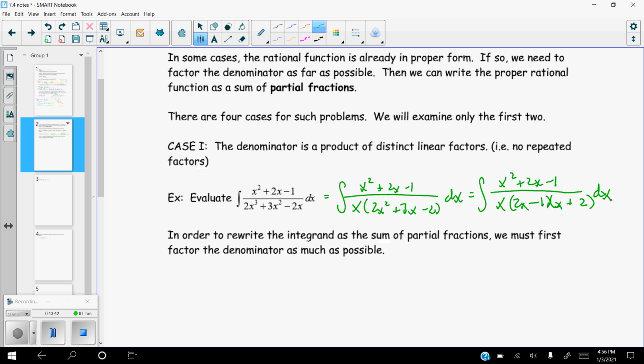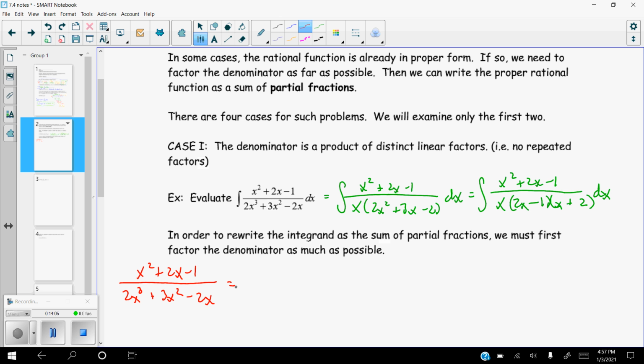So now what we do is we say, okay, the original function that we were integrating was x squared plus 2x minus 1 over my entire denominator, which you could write in either form, because ultimately it's going to go away here really fast, equals.